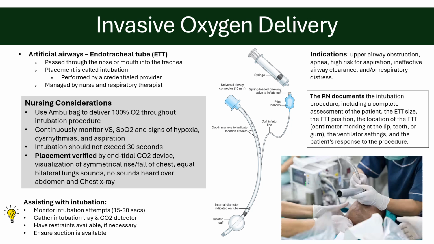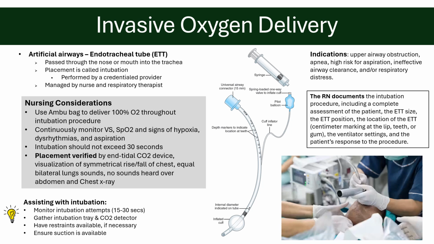Once they insert that ET tube, we want to make sure placement is verified by using an end-tidal CO2 device. That sits right below the nostrils and measures how much carbon dioxide is exhaled. We want to see symmetrical rise and fall of the chest, because if it's asymmetrical, that means the tube is probably in too far into one of those big bronchial airways. It needs to be right above the carina, which is right before they branch out, so that the air gets distributed evenly. We want equal bilateral lung sounds, and of course no sounds heard over the abdomen, because that means they put it into the esophagus. And of course, definitive confirmation would be that chest x-ray.